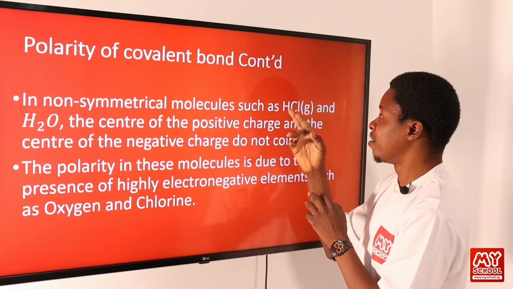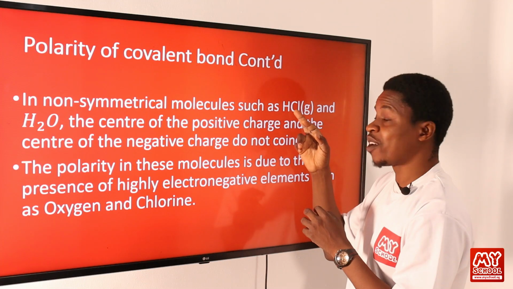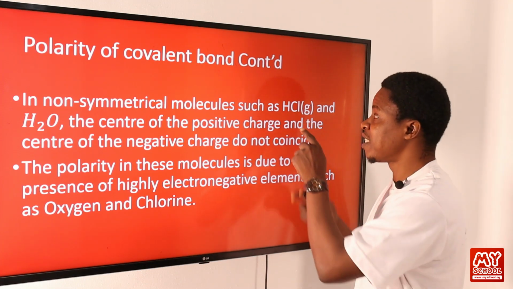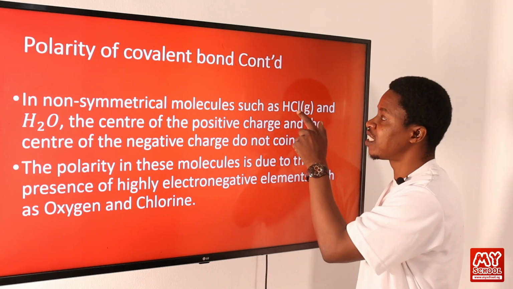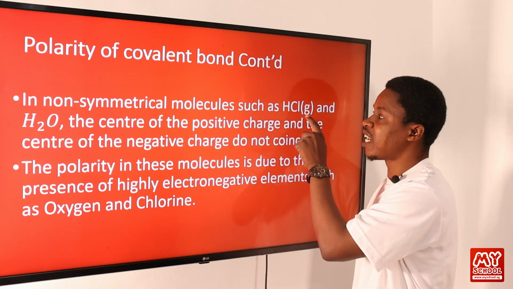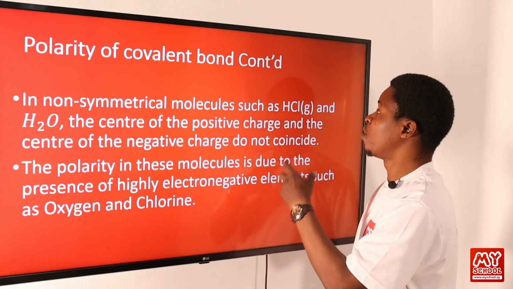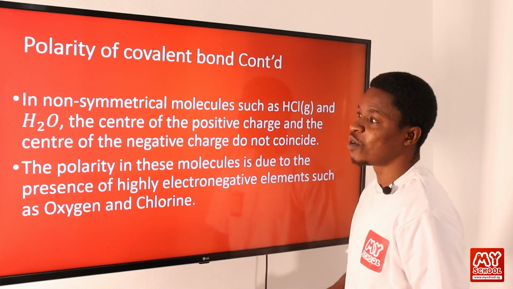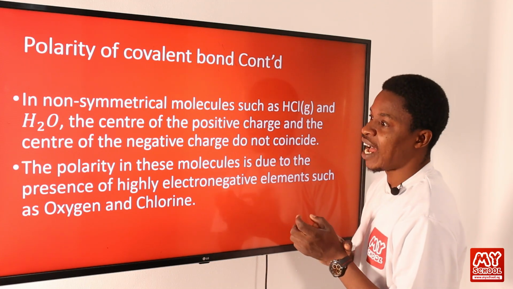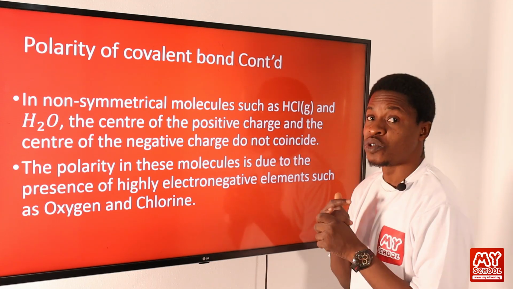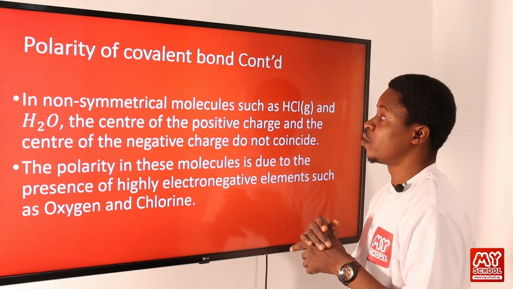When we talk about HCl, you can see the state is gaseous, which means this is hydrogen chloride. Okay, I told you the other time that if it is HCl aqueous, that will be hydrochloric acid. But if it is HCl gaseous, it means that it is hydrogen chloride. So hydrogen chloride is a non-symmetrical molecule, and then water is also a non-symmetrical molecule because the center of the positive charge and the center of the negative charge do not coincide at all. So that is why they are non-symmetrical molecules.